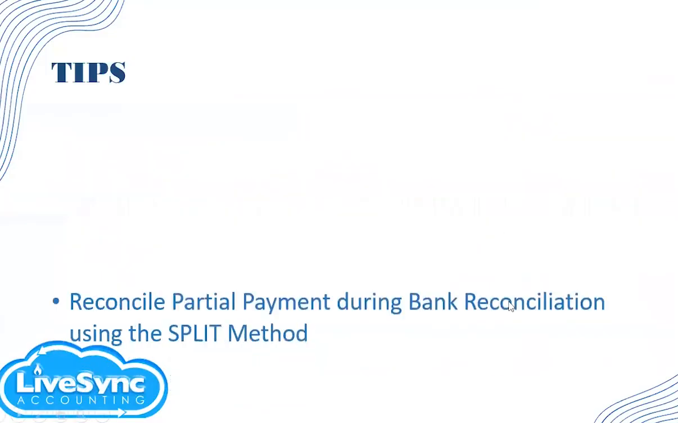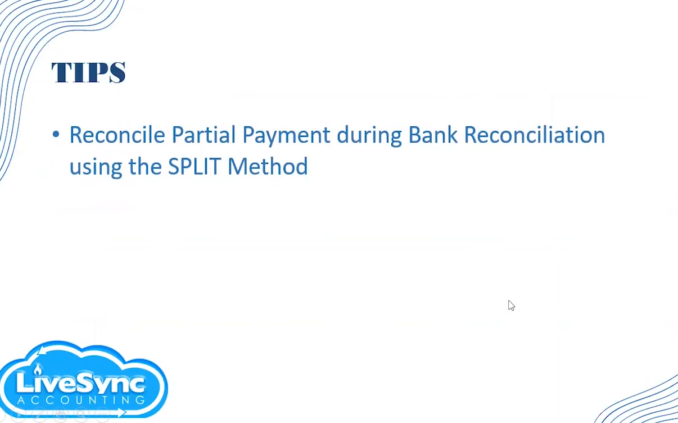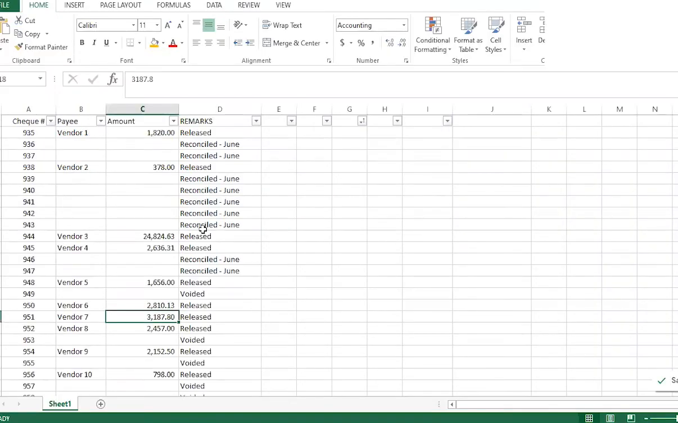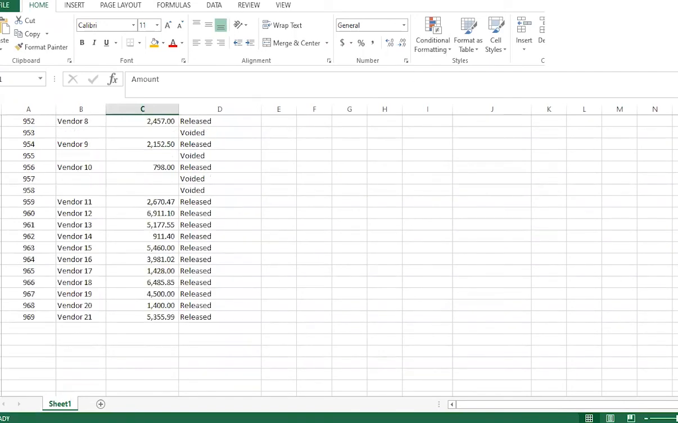Okay, next, reconcile partial payment during the bank reconciliation using the split method. I think I have demonstrated this earlier. You just have to find the invoice or the bill, then click the split option. Then maintain a check tracker or check register. I have shown you my check tracker. This is a simple check tracker with the check number, the payee, the amount. You can add additional columns if you need other information, you can be artistic in this check tracker.